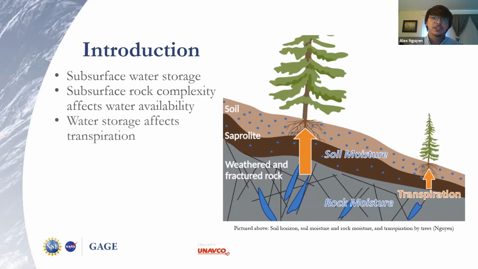So the objective of this project is to better understand how subsurface water storage affects transpiration in lodgepole and ponderosa pine trees in a semi-arid forest over space and time. And then this graphic right here shows the layers of soil, saprolite, and weathered and fractured bedrock, as well as the moisture contained in those layers and how this contributes to the transpiration in the trees above. So notice how the soil moisture is relatively consistent underneath the two trees. However, there's more rock moisture underneath the larger tree, so that tree grows larger. And then this could happen on a much larger scale as well.